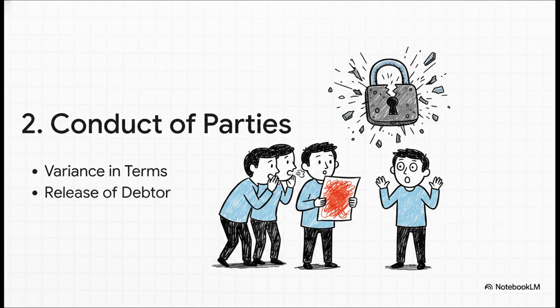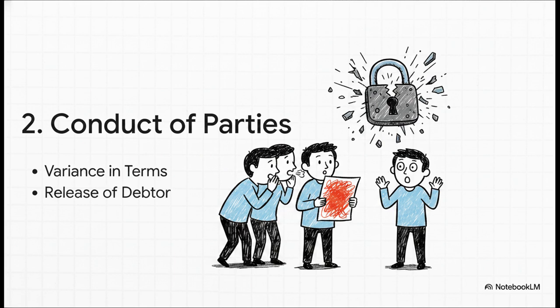Write down part 1 exactly like this. Point A, variance in terms, section 133. Any change in the contract without the surety's consent leads to discharge. Point B, release of principal debtor, section 134. If the debtor is released, the surety is discharged.